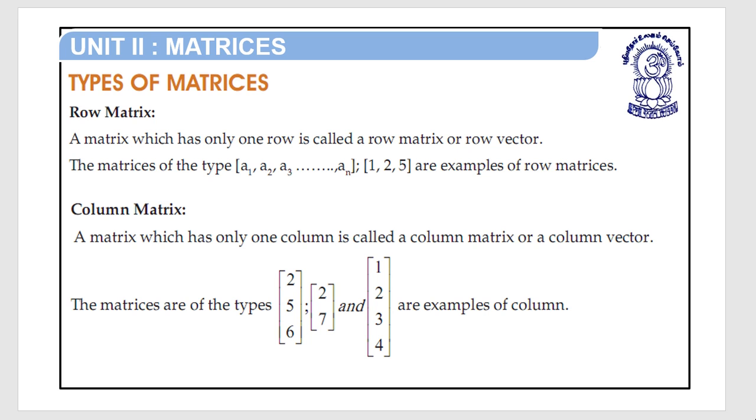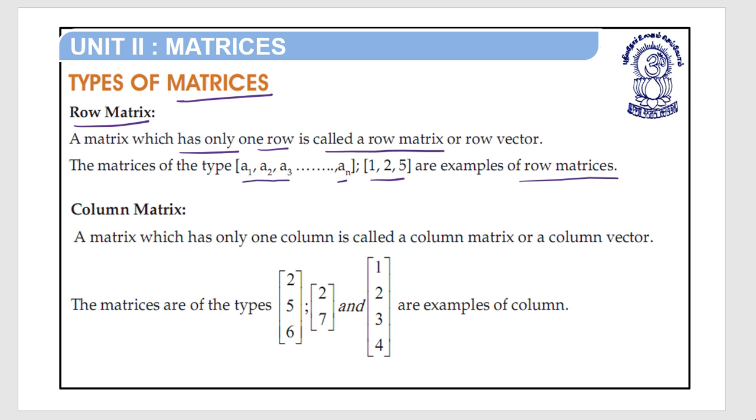Types of matrices. Row matrix: a matrix which has only one row is called a row matrix. So we can write it as A1, A2, A3 up to An. For example, [1 2 5] is an example of a row matrix.